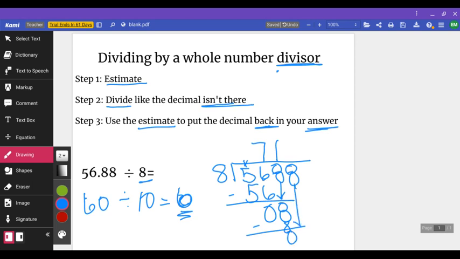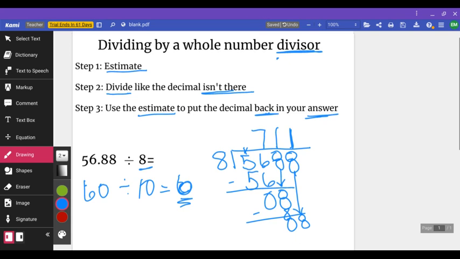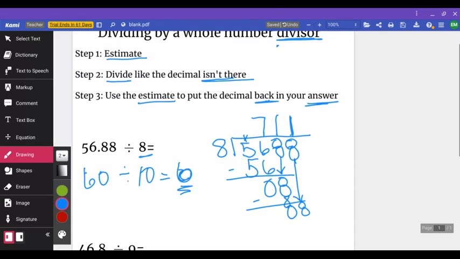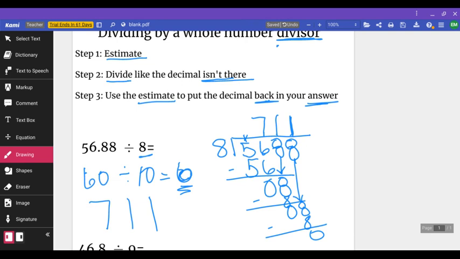I have one more number to bring down, so I'm going to bring down that 8. 8 goes into 8 one more time. And if I subtract, I have to move my screen down a little bit here. Perfect. And if I subtract, I get 0. So I have no remainder. My answer has the digits of 7, 1, 1. So I just have to figure out where to put my decimal in.